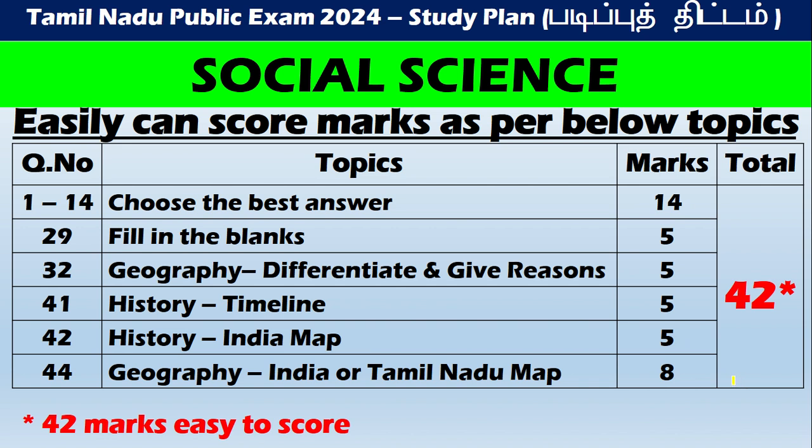This is an abstract only. The day wise schedule has not yet come. So choose the best answer, fill in the blanks, geography, history timeline, history India map, and geography India and Tamil Nadu map. Put together you will be able to get 42 marks. That 42 marks is very easy to score. Easily you can score as per the below topics, my dear children. So let us go to the next one.